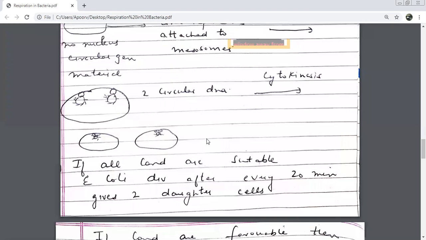20 minutes. So we had one E. coli. After 20 minutes, we'll have how many E. coli? 2. Okay. And after 40 minutes? 4. That's it. So simple. It is dividing every 20 minutes.